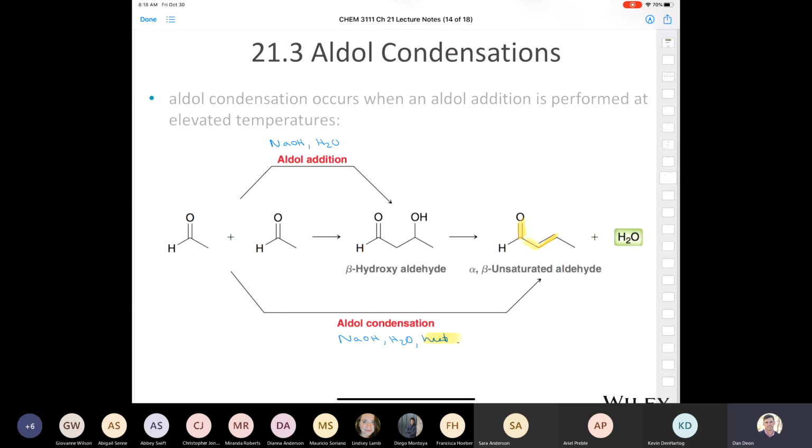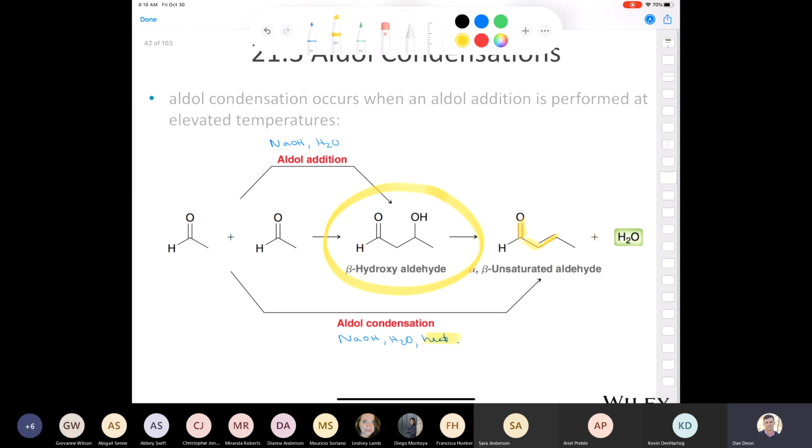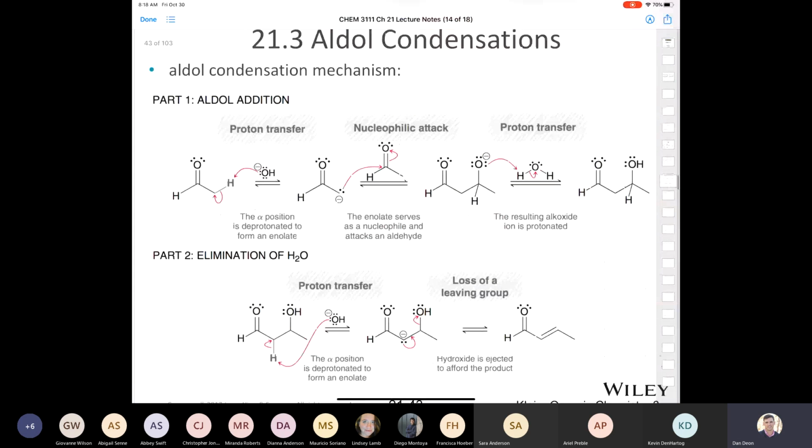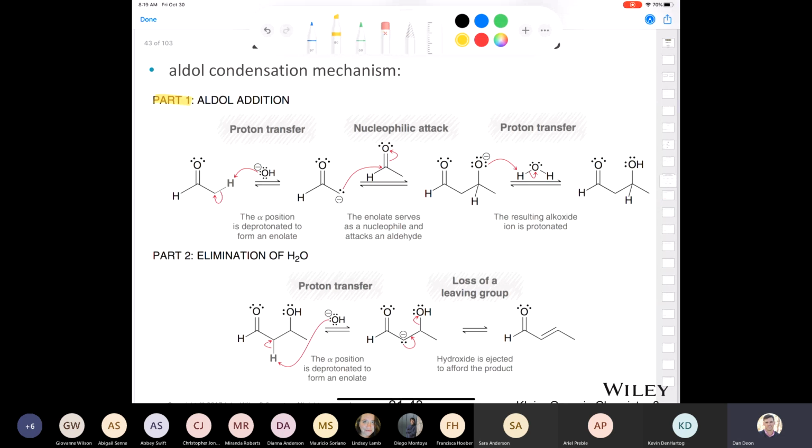We've already looked at the mechanism for the formation of the aldol product. And so when we move to the next slide, what you'll notice is that the aldol condensation mechanism, part one, is something you've already learned. We just talked about this. The proton transfer to form the enolate, then the enolate serves as a nucleophile and attacks the aldehyde. Then we have a proton transfer. This has already been covered. The next step, though, is the elimination of water from our aldol.